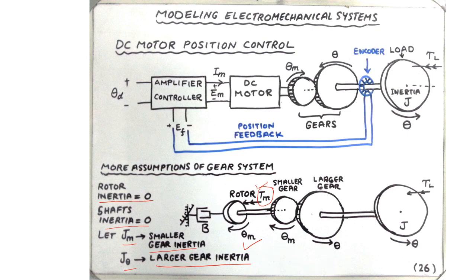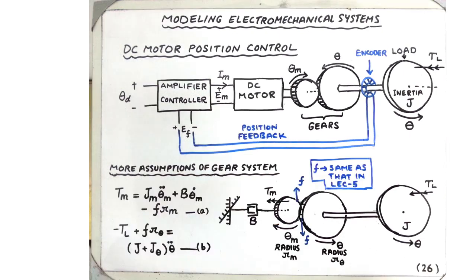As a result, this torque which is applied to the rotor will be transferred to the smaller gear because the rotor and the smaller gear are mechanically coupled, as described here. So in the simplified version of the diagram, we are going to eliminate the rotor inertia altogether, and the shaft connecting the rotor inertia with the smaller gear, and we're just going to say that the motor torque is directly applied to the smaller gear.